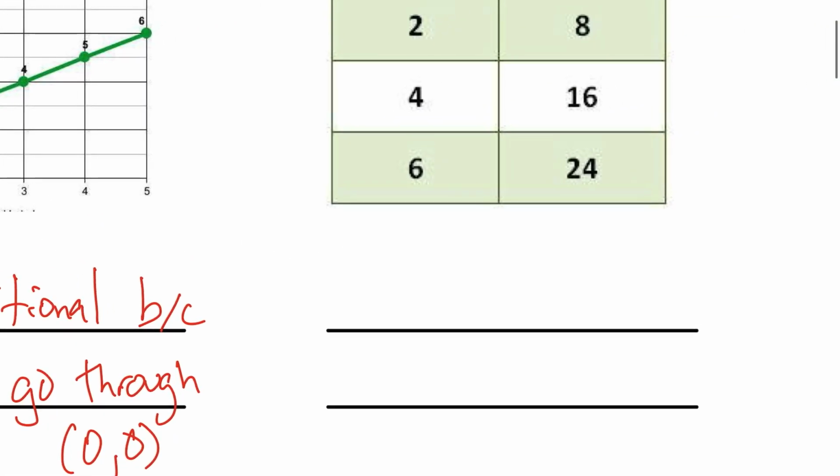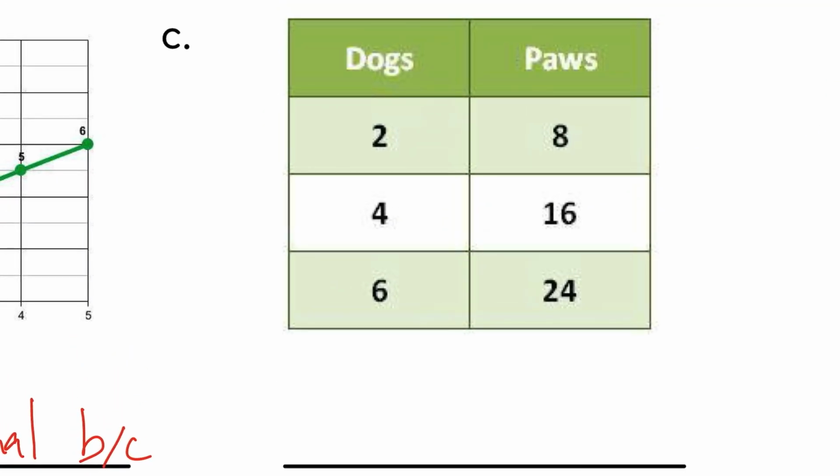And this last one's a table, so we have to figure out if this represents a proportional relationship. For that to happen, you have to be able to make equal fractions, either vertically, like this, as 2/4 equal 8/16, or horizontally, where you say, okay, 2/8, does that equal 4/16? Either way, you can see this one works out perfectly. It does represent a proportional relationship.